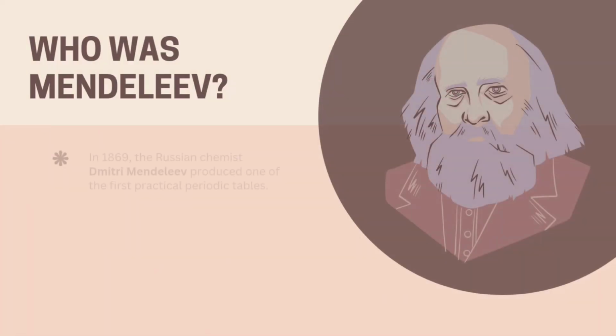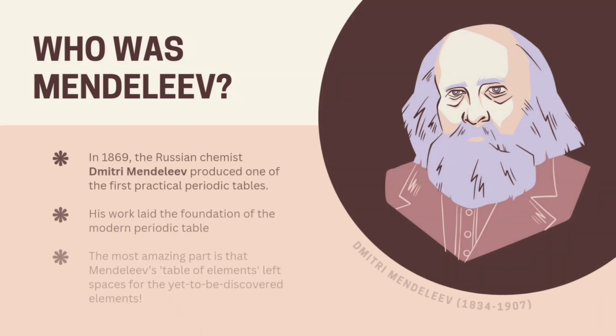Now we will learn who was Mendeleev. In 1869, the Russian chemist Dmitry Mendeleev produced one of the first practical periodic tables. His work laid the foundation of the modern periodic table. The most amazing part is that Mendeleev's table of elements left spaces for the yet to be discovered elements.